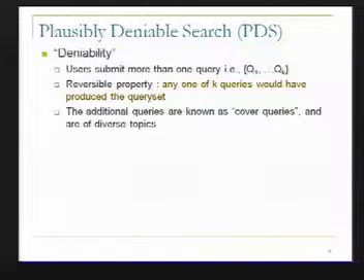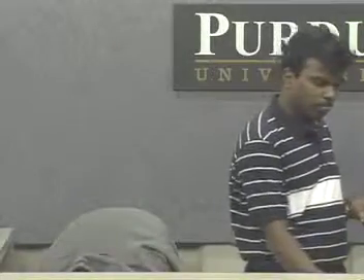So you're going to submit k queries, and any of the k queries would have produced the same query set. The additional queries that are included as part of your search query are known as cover queries, or masking queries. And also we make sure, the way we build this query set, that these extra queries, the cover queries, are from different topics, not on the same topic that your original query belongs to.